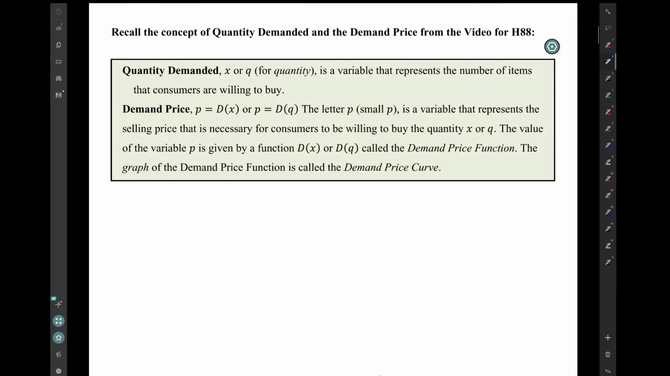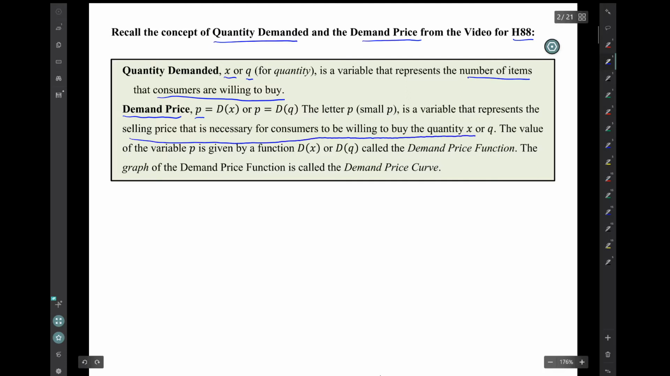Recall the concept of quantity demanded and the demand price from the video for homework 88. The quantity demanded, denoted by either X or Q, is a variable that represents the number of items that consumers are willing to buy. The demand price, denoted by the variable small p, is a variable that represents the selling price that's necessary for consumers to be willing to buy the quantity X or the quantity Q. The value of the variable p is given by a function denoted capital D of X or capital D of Q. That function is called the demand price function. The graph of the demand price function is called the demand price curve.